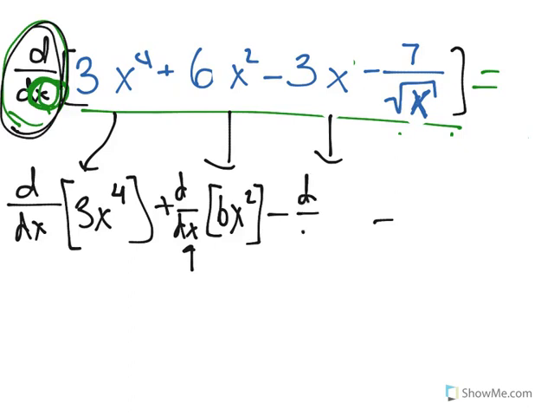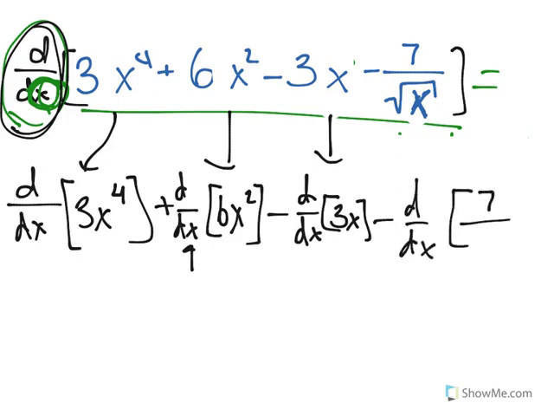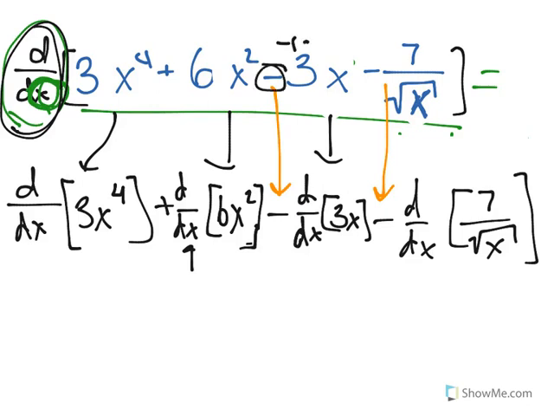Then minus the derivative with respect to x of 3x, and minus the derivative with respect to x of 7 over square root of x. A quick note is that here you can see that I kept the addition or subtraction constant, and that's actually already using the constant multiple rule, since you can think of a negative as being negative 1 times 3.